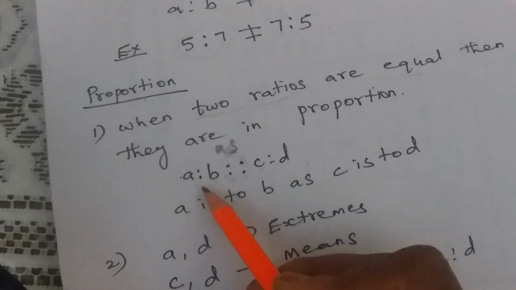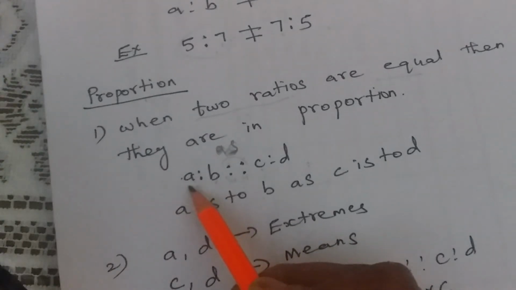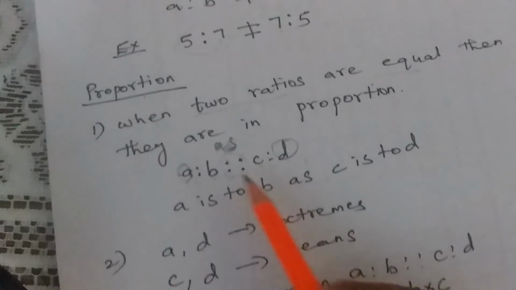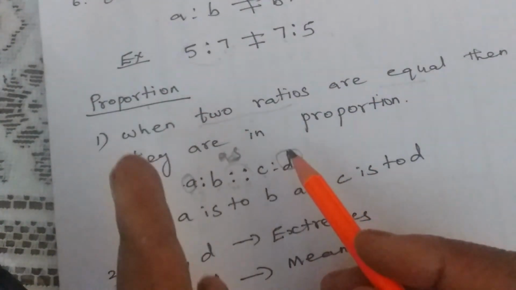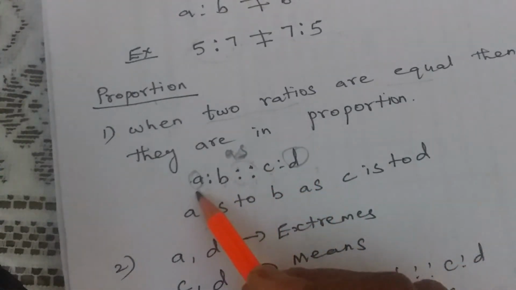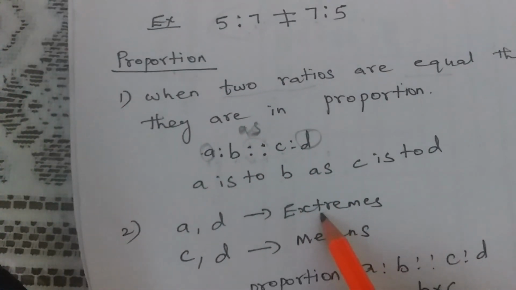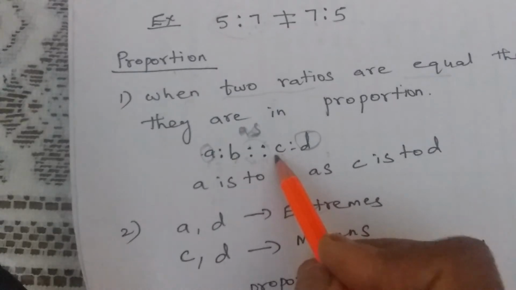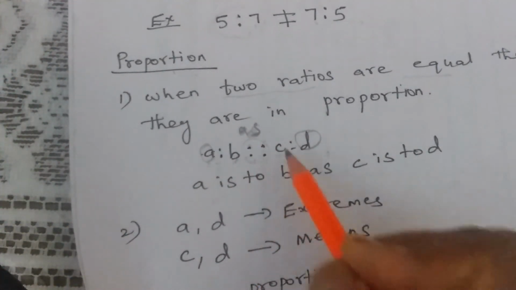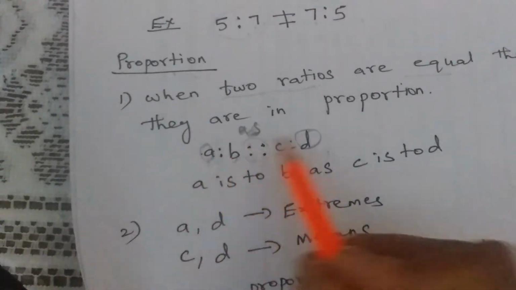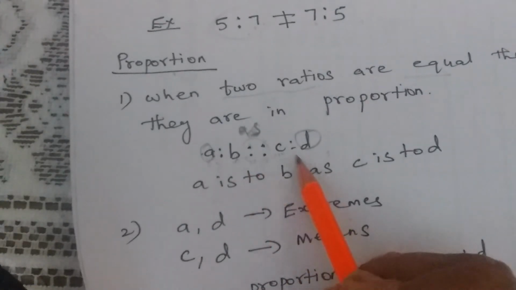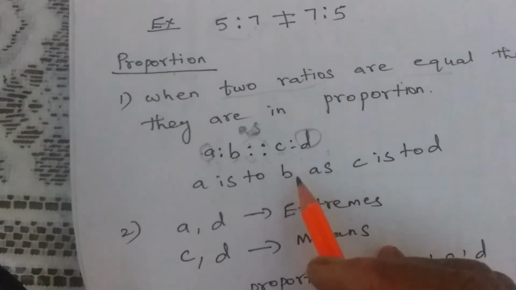Now in this proportion, A and D, the first term and last term, are called extremes because they are at the two corners. A is in the left corner, D is in the right corner. The terms in the corners are called extremes. And B and C are in the middle, they are called means. The terms in the middle are called means, and the terms at the corners are called extremes.